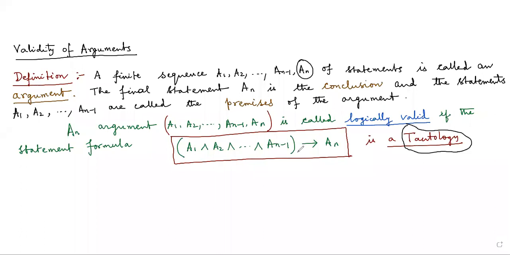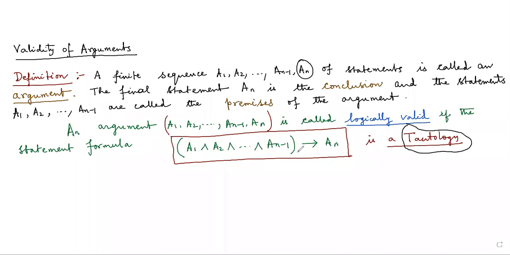Some are having truth value true, some are having truth value false, so that will not be considered a tautology. A tautology is a truth table where all the conclusions are true. Similarly, a contradiction is a truth table where all the conclusions are false.